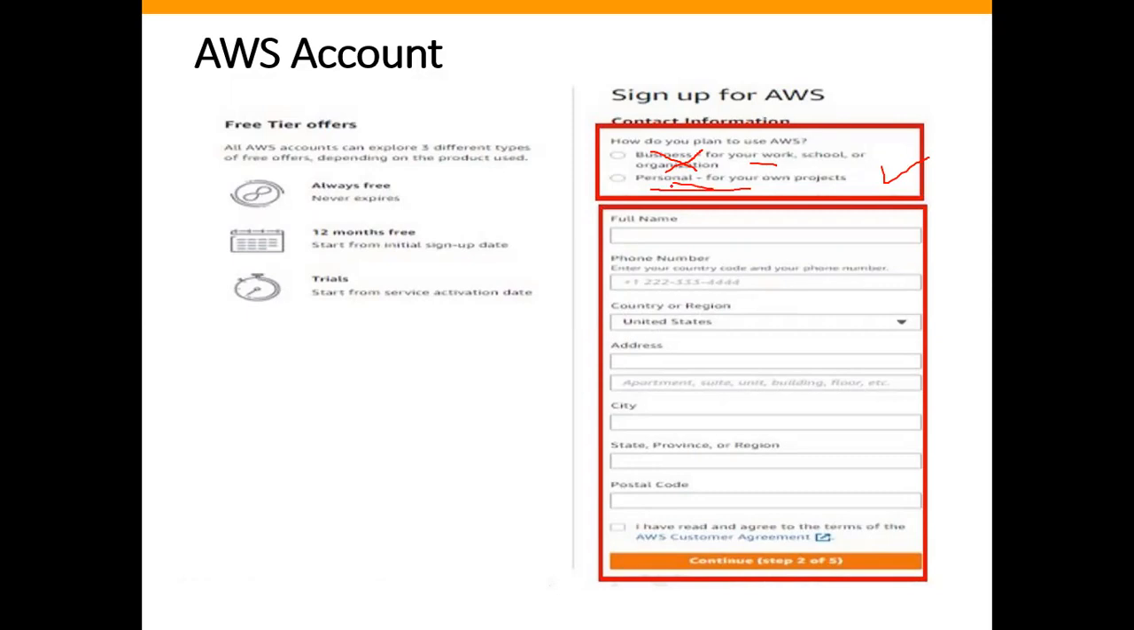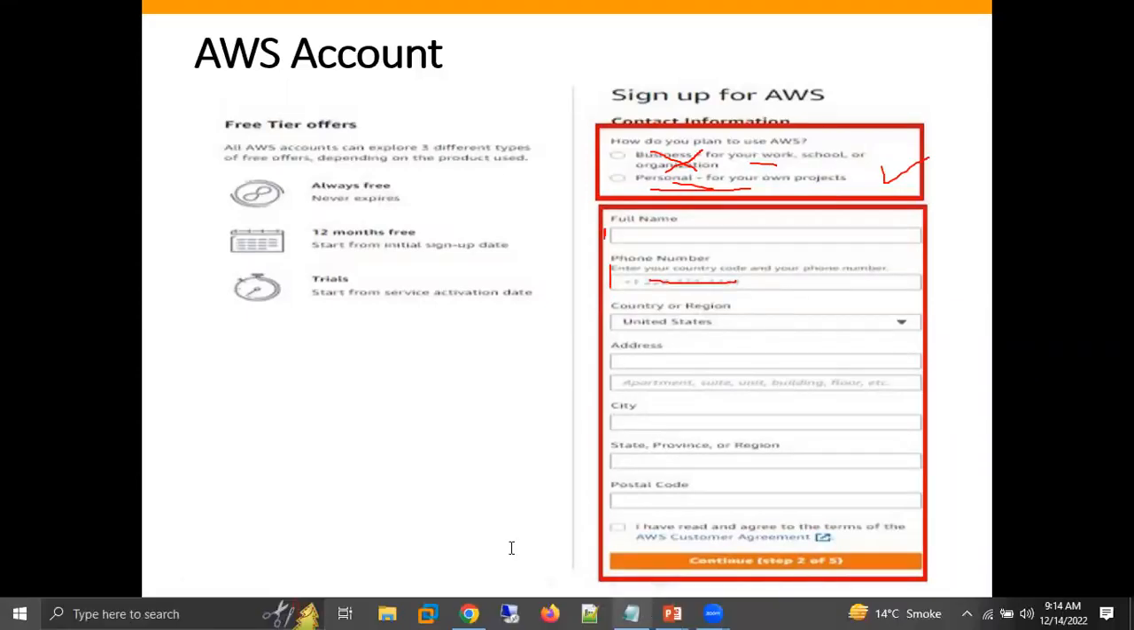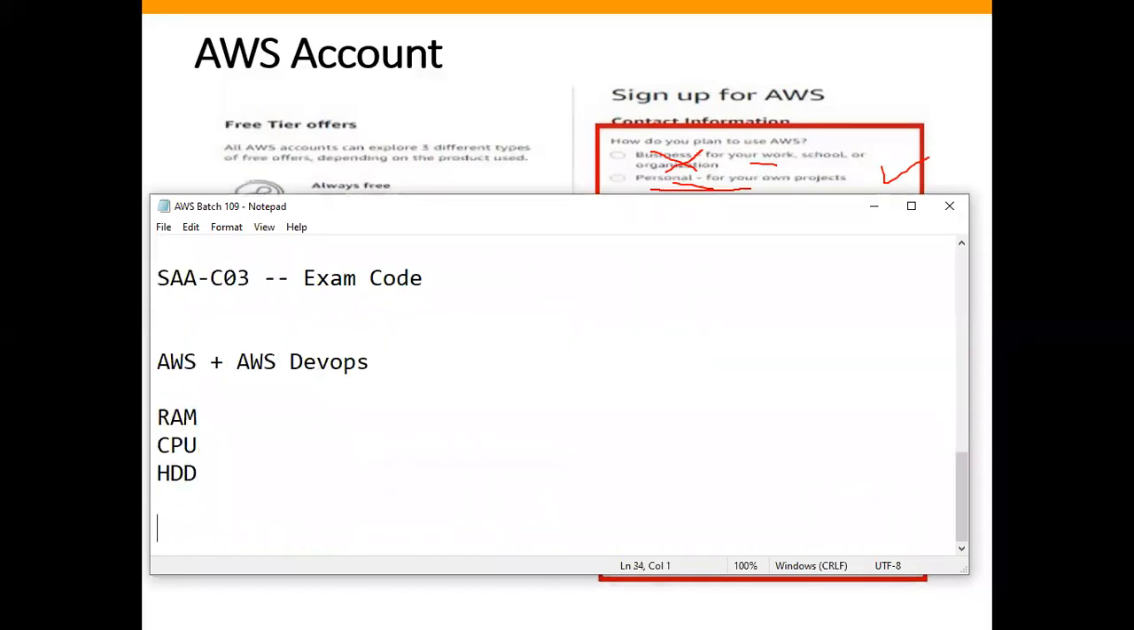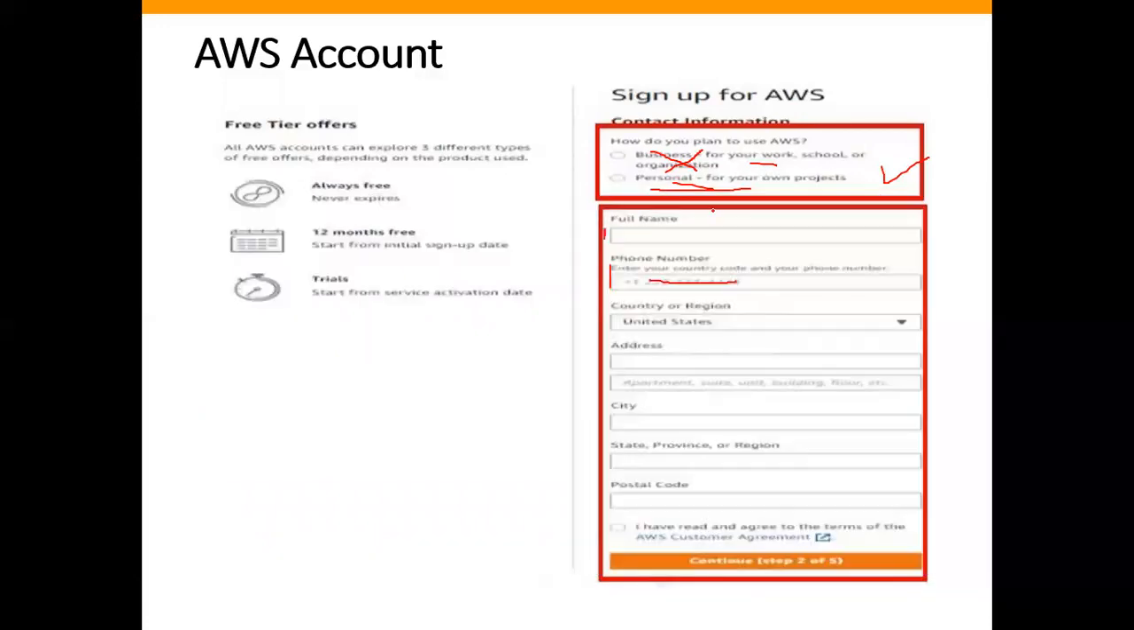And then after selecting the personal option, we need to give our full name first, then our mobile number with country code. For India, we have a country code called 91, or in the US, we have one. So whatever your country code is, you need to enter that. And then select your state. Here you can give your address, city, state, and your postal code, or in India, we call it PIN code also.